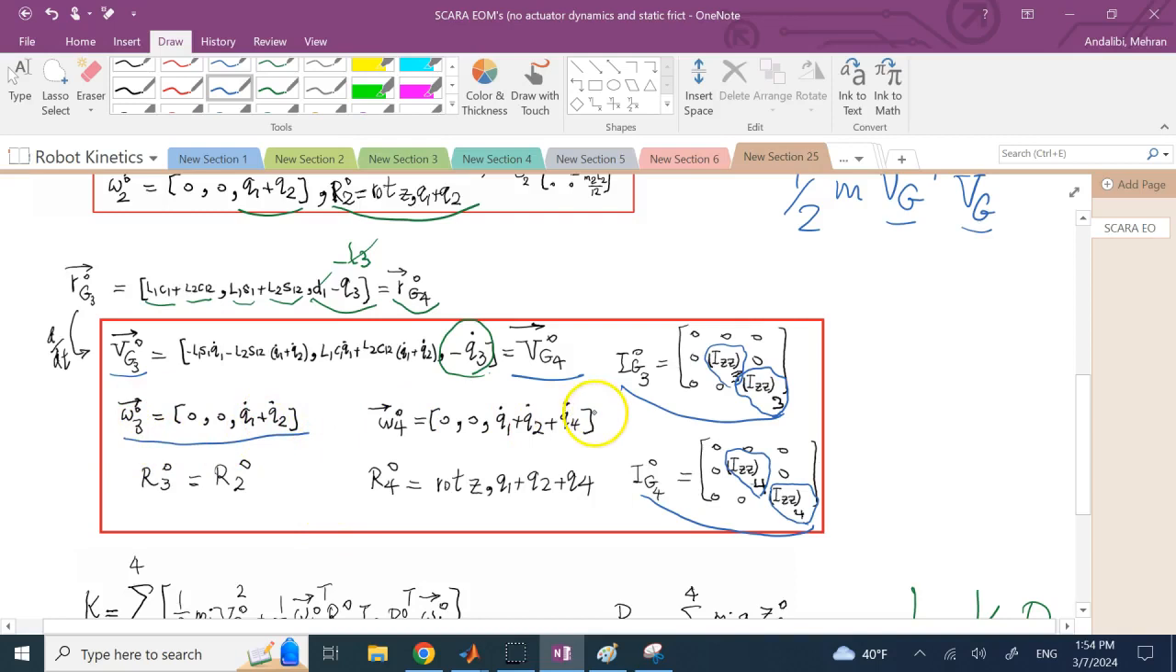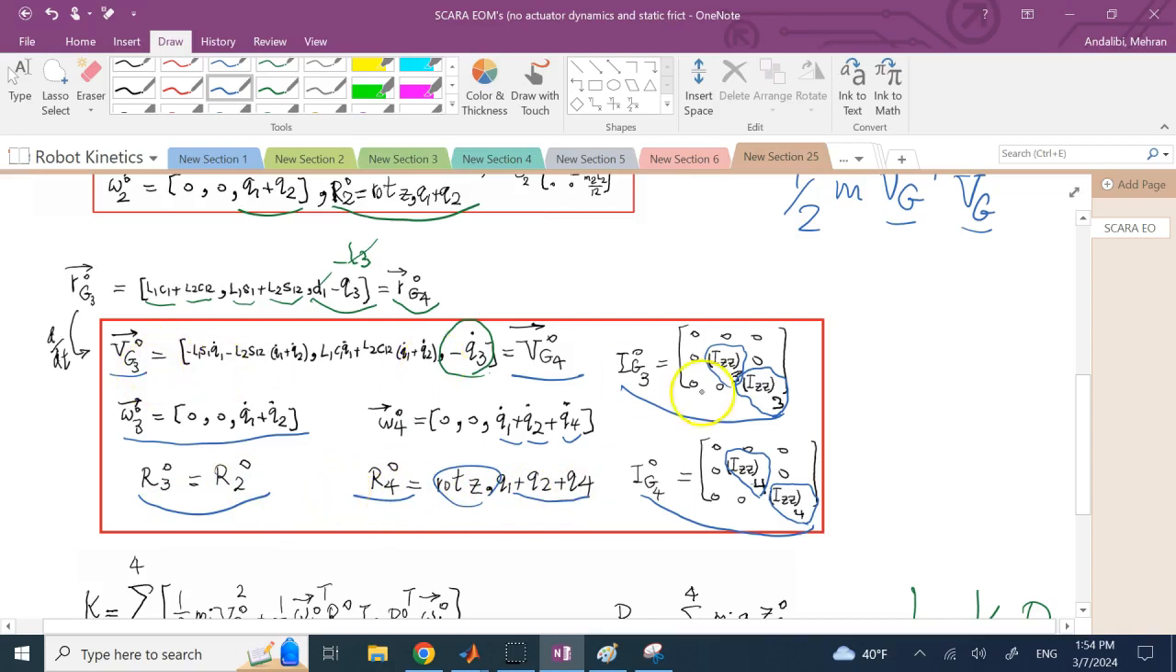Omega of member 4, though, is q1 dot plus q2 dot plus q4 dot if we assume that the z4 axis is upward, right? So it's going to be plus q4 dot. If the z-axis is downward for the fourth axis, for the third axis, then we can say that it's minus q4 dot. Okay, so here it could be plus or minus depending on which direction of axis we consider for the fourth axis. And rotation of member 3 is the same as rotation of member 2. And rotation of member 4 is a rotation about z for angle q1 plus q2 plus q4.